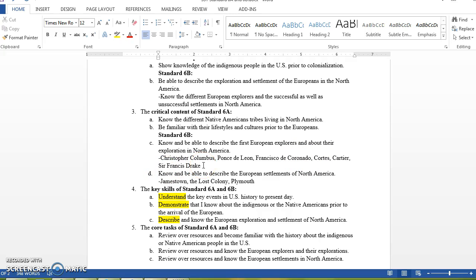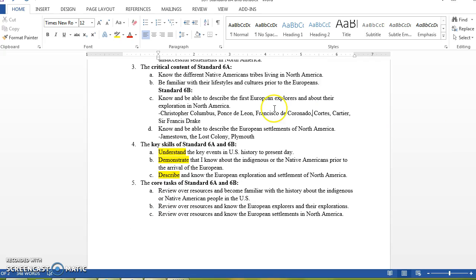These are just a couple, and I figured I can use this as the springboard to see if I know anything else. Christopher Columbus, I wasn't sure if he was going to be on the exam, but I'll probably study over him just in case, since he didn't really land in North America, but he is an important European explorer. I also need to know and be able to describe the European settlements of North America, so I figured, probably Jamestown, the Lost Colony, and Plymouth.